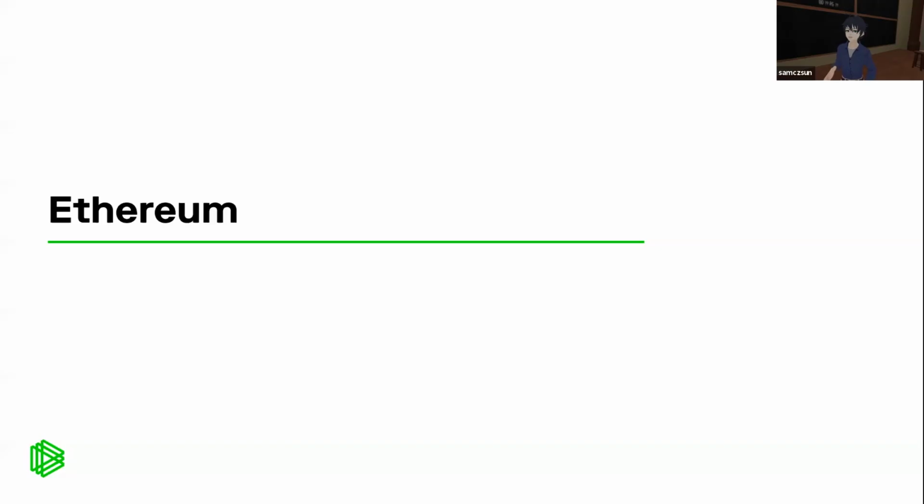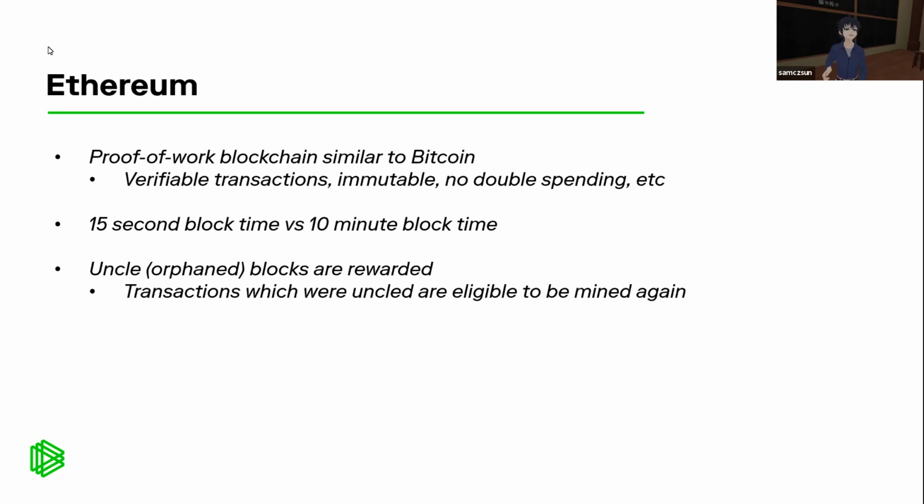So we'll start off with Ethereum. If you remember, Ethereum is a proof of work blockchain. It's similar to Bitcoin, which means that there's verifiable transactions, the ledger is immutable, and there's no double spending.